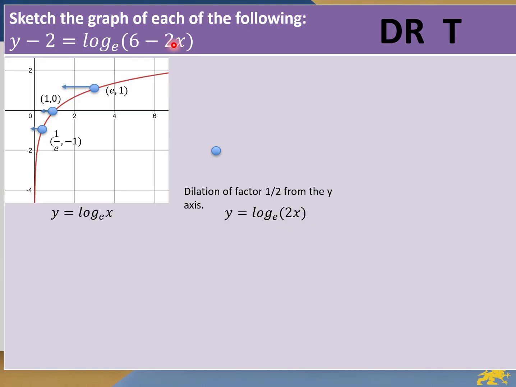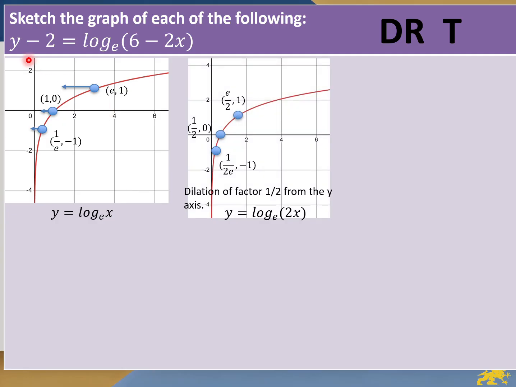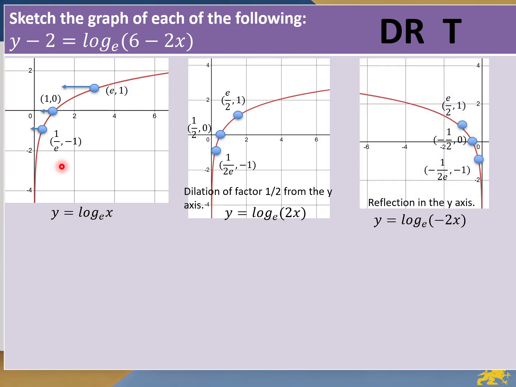That means all these points are going to be getting closer to the y-axis. So we have e here, so half of e is e over 2. Half of 1 is a half, and half of 1 over e is 1 over 2e. The next part is the reflection. So we are reflecting, so whatever those points are there, we're going to move them to the opposite side. Apologies, I should have put a negative here.